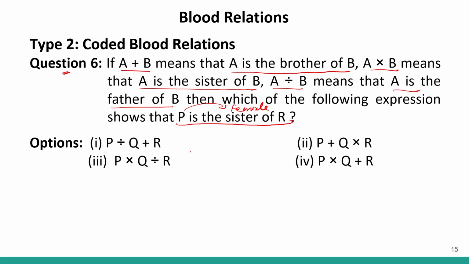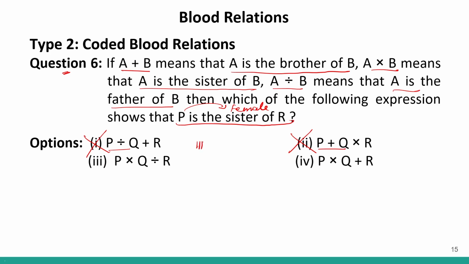So let us check with option number 1. Option number 1 says P divided Q. So P divided Q means P is the father of Q, right? If P is the father, we need P to be female. If P is the father, this is straight up incorrect. We cannot get P female in this particular expression. Okay. Moving on to option number 2. Option number 2, P plus Q. P plus Q means P is the brother of Q. So if P is the brother, again it means that P cannot be female. So this expression is also incorrect. Right?